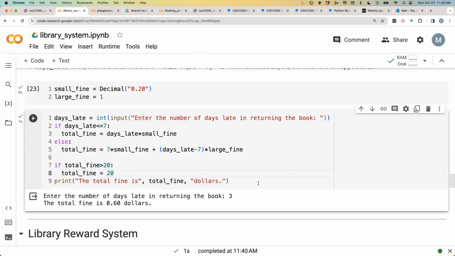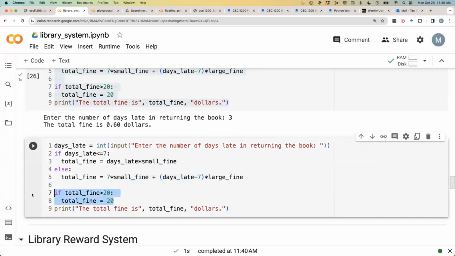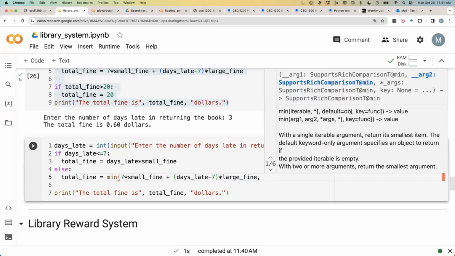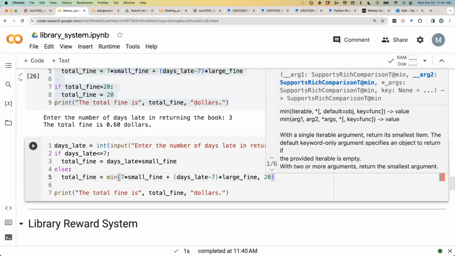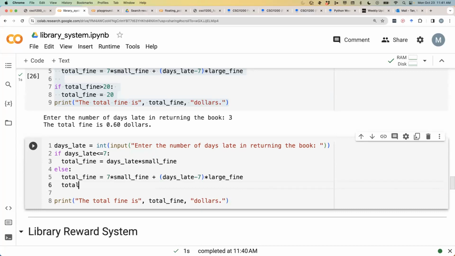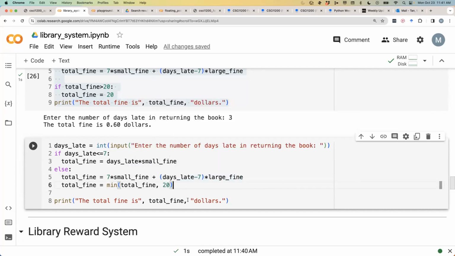Another way, for example, so this is one way. And the second way is that you can just do total fine equals this, where you take the minimum of the value that you computed using the calculation of small fine and large fine, and 20. So you calculate the total fine, and then you take the min between the total fine and 20.